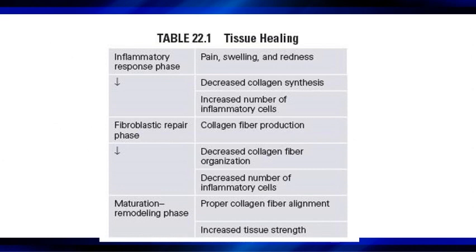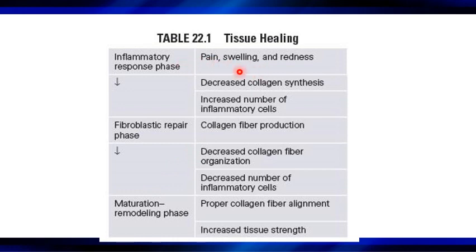So this is just kind of a little preview of the phases. This is in your textbook. This kind of tells you what's going on with each one of the phases. So again, you have the different names already, which I kind of already brought up. You have your inflammatory response phase, the fibroblastic repair phase, or sometimes they call that the proliferative phase, and then the maturation remodeling phase.